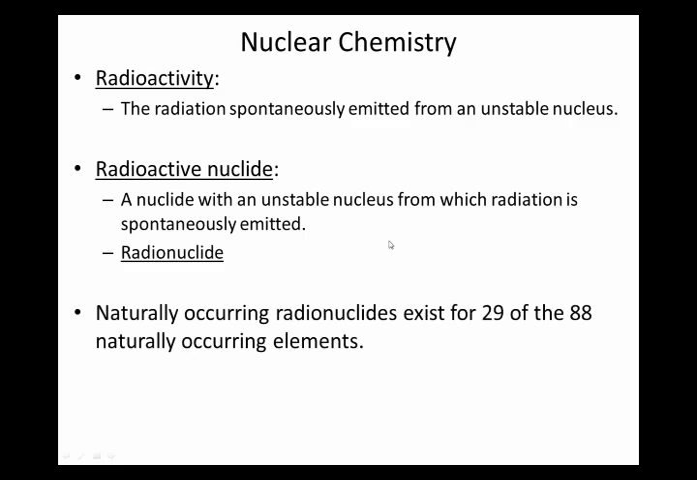So we have naturally occurring radionuclides for 29 of the 88 naturally occurring elements. We can make radionuclides for any element in a lab. We can put together a very unstable nucleus for just about any element. And notice there are a lot more than 88 elements on the periodic table. I'm actually going to talk about how we got those, and it's from making these unstable elements. A lot of them are man-made through what we'll talk about as bombardment reactions.